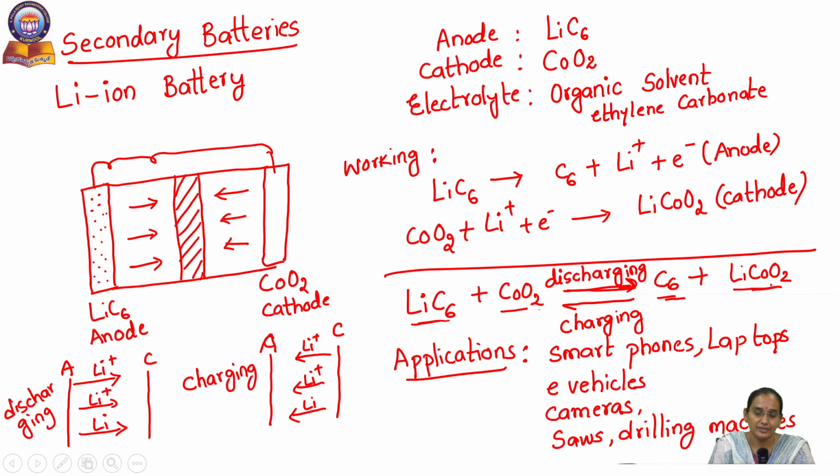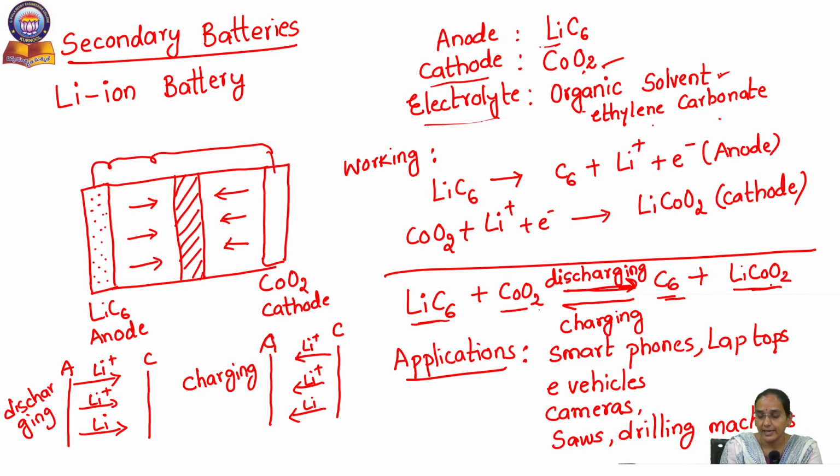Secondary batteries are rechargeable batteries. We can recharge and reuse them. An example of a secondary battery is the lithium ion battery. Coming to the construction, the lithiated graphite rod: the graphite rod has some pores, and in those pores, lithium is embedded. Next, cobalt oxide will act as the cathode. For the electrolyte, we have to take an organic solvent instead of inorganic solvents, because if we take an inorganic solvent, the lithium will react vigorously with it and the battery may not work. So we take an organic solvent like ethylene carbonate.